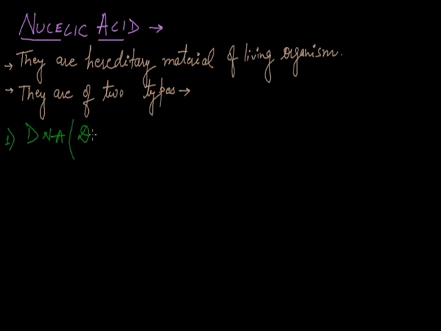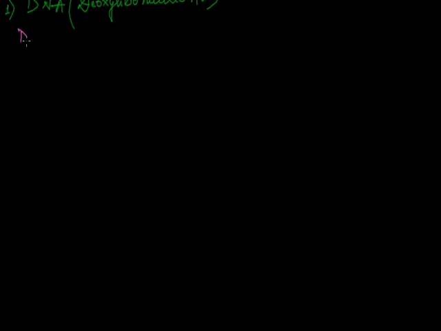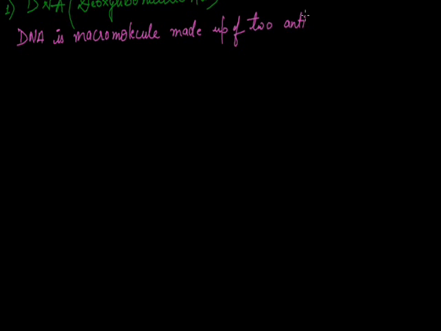DNA is deoxyribonucleic acid. DNA is a macromolecule made up of two anti-parallel chains held together by hydrogen bonds.